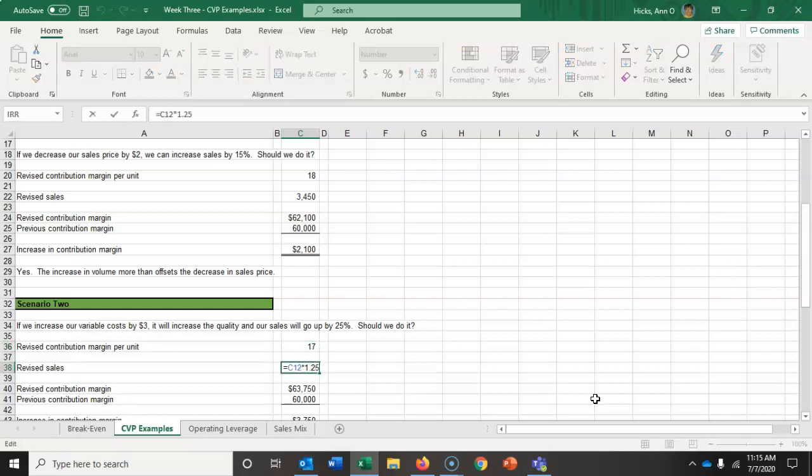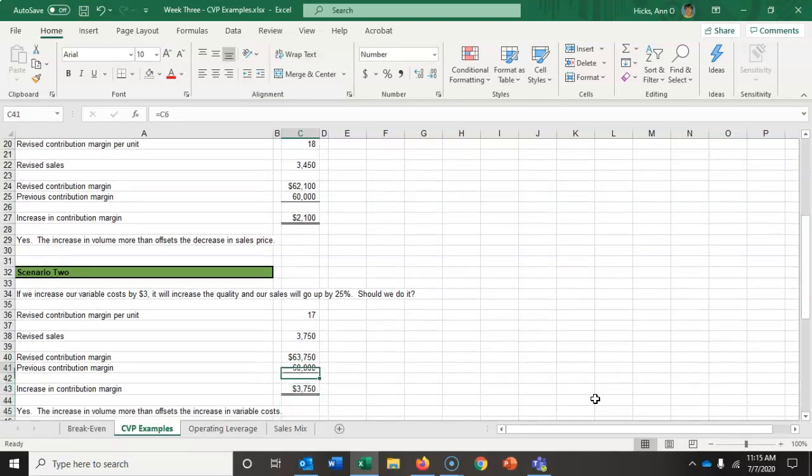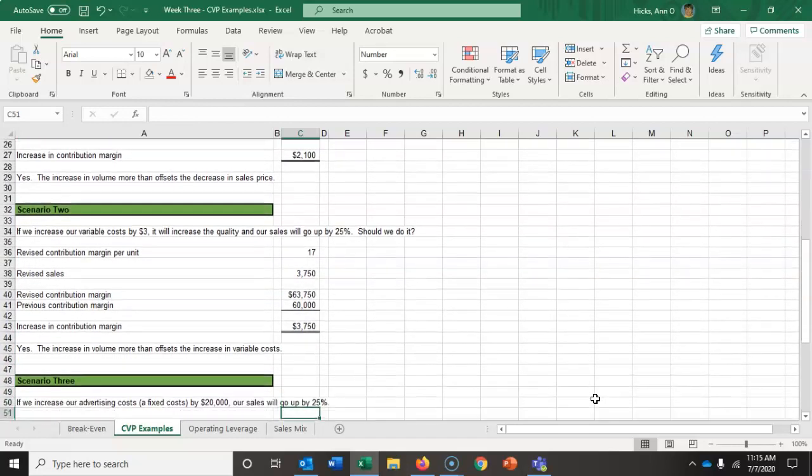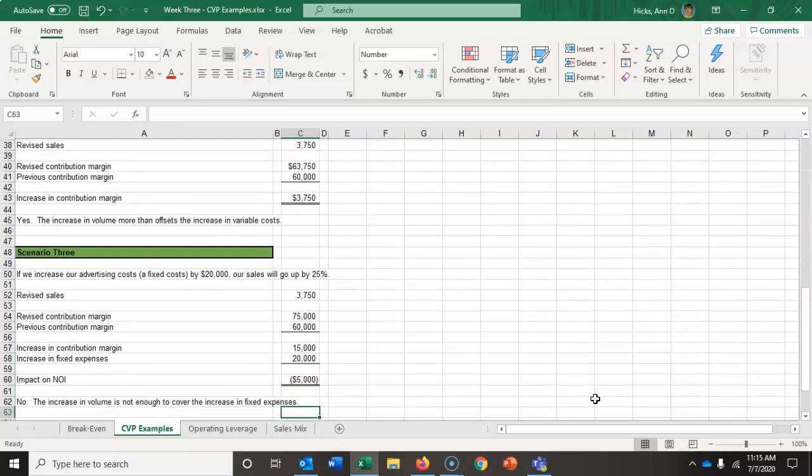Now, our sales will go up by 25%, so they will now be 3,750 units. That will leave us with a revised contribution margin of $63,750. Again, comparing it to our current contribution margin of $60,000, it increases, and that increase will all go to the bottom line. So, yes, on the surface, we should do that. Now, let's look at one last scenario.